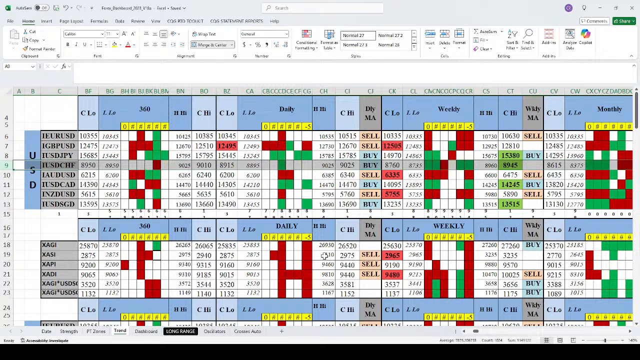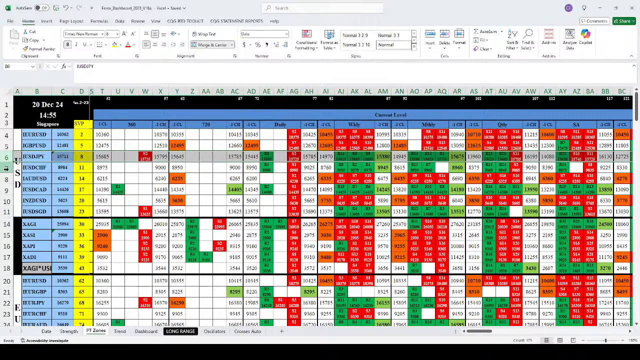So there are two ranges we are getting. One is the 360 range, which is 8950 and 9010. So if you are planning to sell, we should be selling somewhere near 9010 and exit before 8950. And if 8950 breaks, then we may see 8915 or 8920 take a support. So let's see what the PT zones are telling.